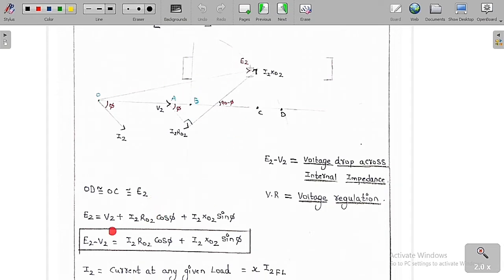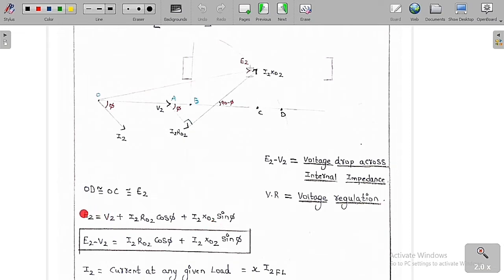So simply we can say that E2 is equal to V2 plus I2 R0 of 2 cos phi plus I2 X0 of 2 cos of 90 minus phi, which is nothing but sin phi. So these are the algebraic values only, not the vector values or the phase values. So E2 is equal to V2 plus I2 R0 of 2 cos phi plus I2 X0 of 2 sin phi. So this is the equation we are going to get.